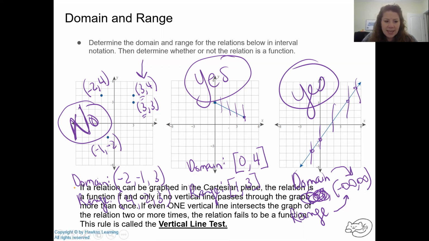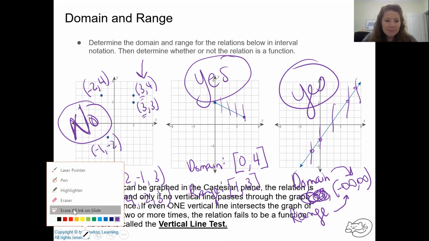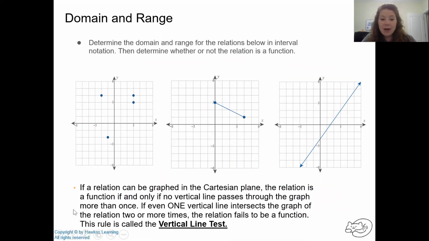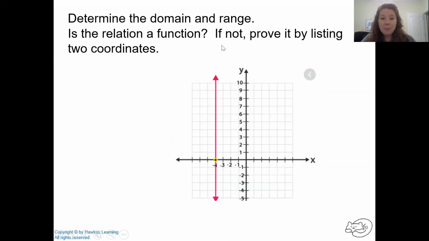All right, what does it say? Let's erase all this mess. If a relation can be graphed in the Cartesian plane, the relation is a function if and only if no vertical line passes through the graph more than once. If even one vertical line intersects the graph of the relation two or more times, the relation fails to be a function, which is called the vertical line test. Yep, we already talked about that.